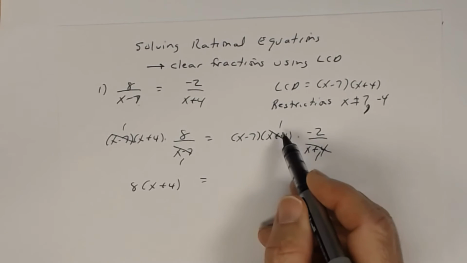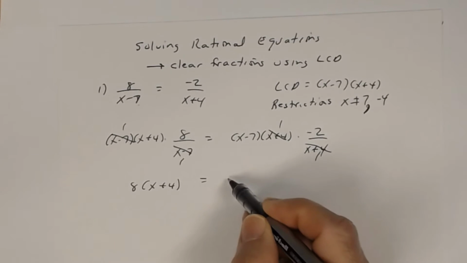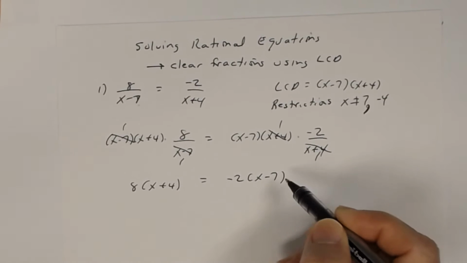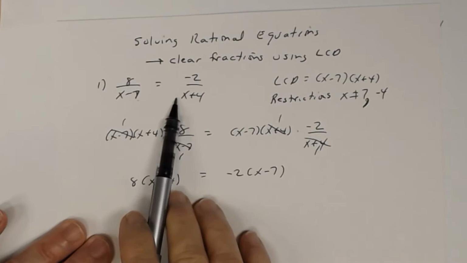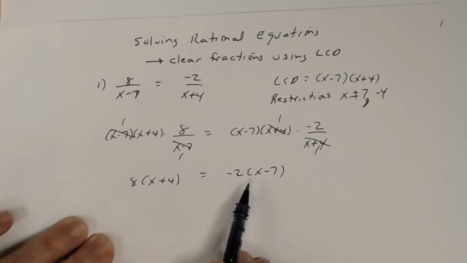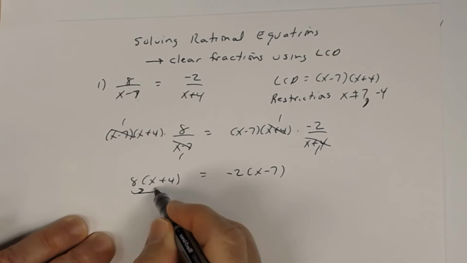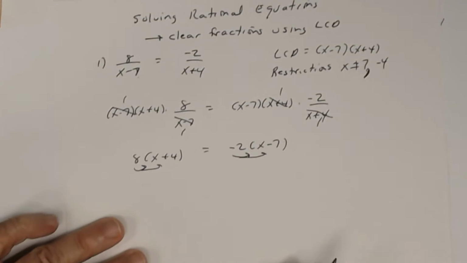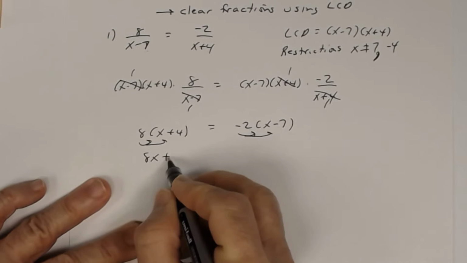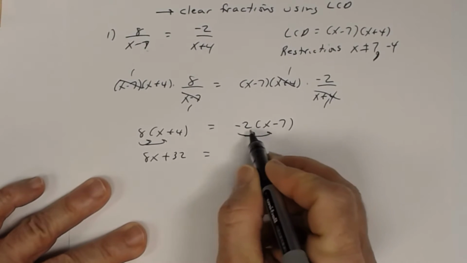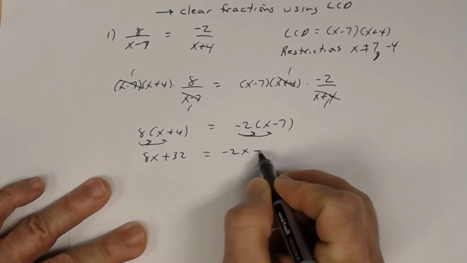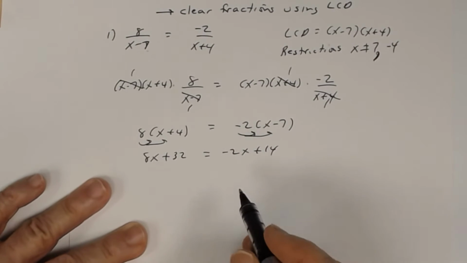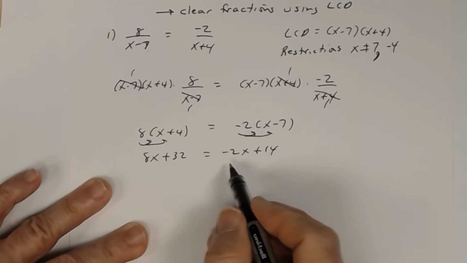So you have x minus 7 times 1 times a negative 2 is a negative 2 times x minus 7. All right, now notice I went from a rational equation to a linear equation. So we're going to go ahead and distribute. And so when I do that, I get 8x plus 32 equals, and over here I get negative 2x plus 14. All right, now bring all the variables to one side, constants to the other.